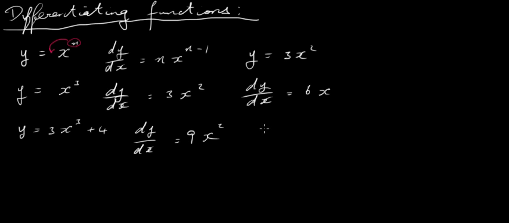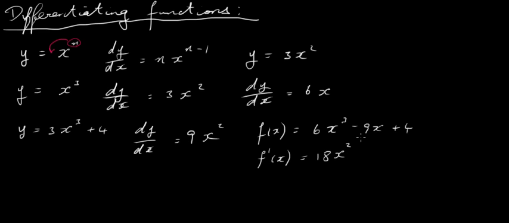Okay, let's try one more. Let's say f of x or y here is equal to 6x cubed minus 9x plus 4. So here f prime x or dy dx is 3 6s, 18 here. Bring the 3 down, multiply by 6. Write down the x, subtract 1 from the power, so we end up with 18x squared.